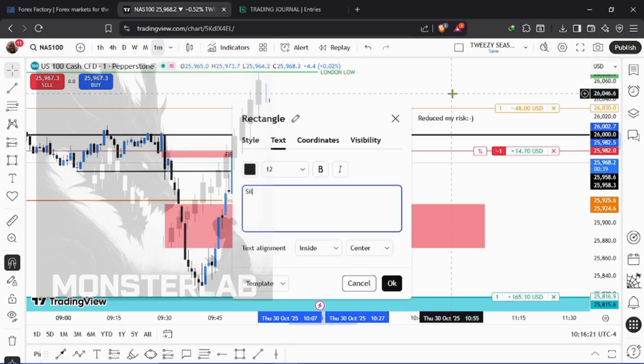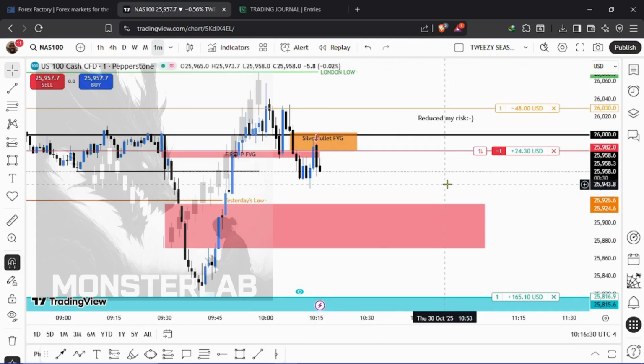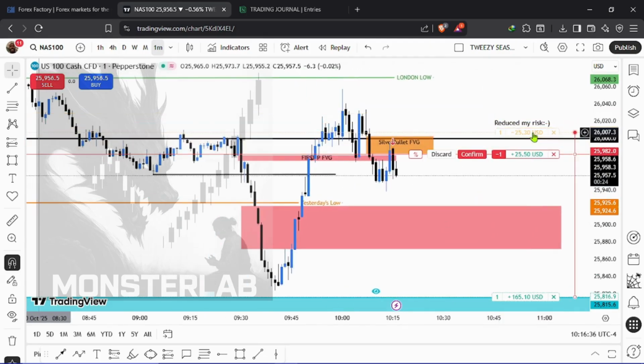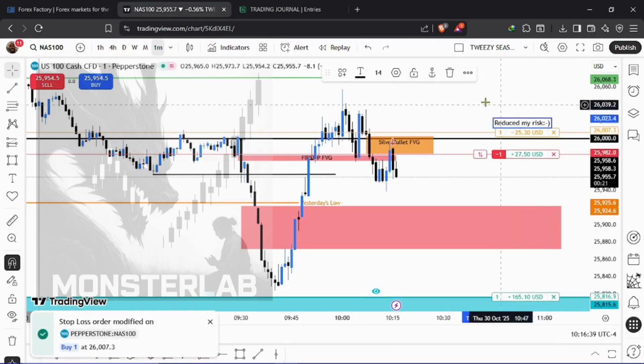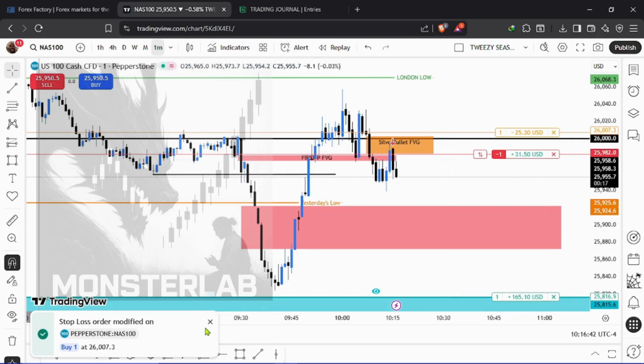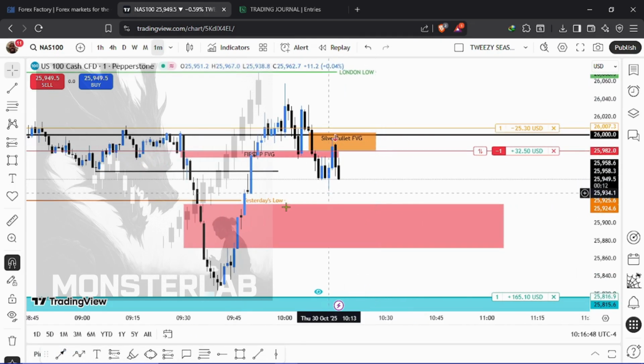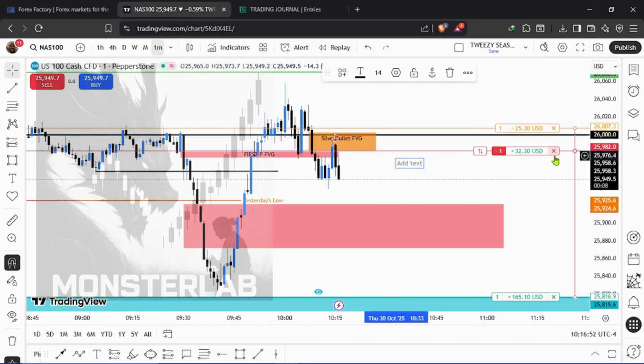I initially had some buys from the pink high fair value gap. You can see it's a 5 minute one. I'll show you. I had some buys up to that 26,000 level with another account, but I'll show you later. So I'm in at the silver bullet fair value gap.